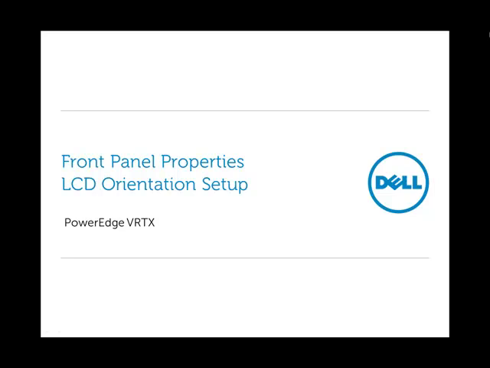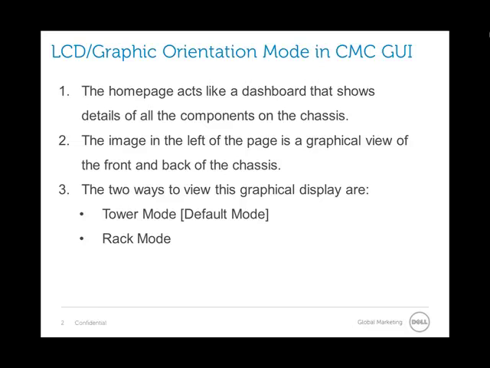This video presentation will guide the user through the process of changing the chassis graphic orientation as seen in the CMC GUI. The home page acts like a dashboard that shows details for all the components in the chassis. The image on the left of the page is a graphical view of the front and back of the chassis. The two ways to view this graphical display are Tower Mode and Rack Mode.